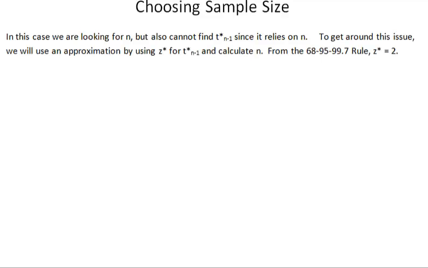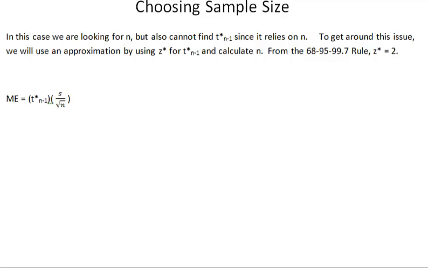In this case, we're actually looking for N, so we really don't know what it is yet. And that in and of itself is its own problem, but we also can't find the T critical with N minus 1 since it also relies on N. So what are we going to do about this? Well, a neat little trick for this is instead we're going to use the Z critical or the Z star from the 68, 95, 99 rule. In this case, for a 95% confidence interval, it's just 2.